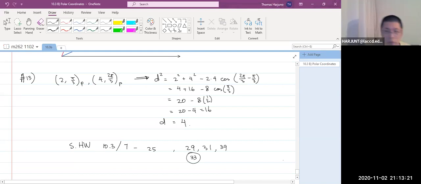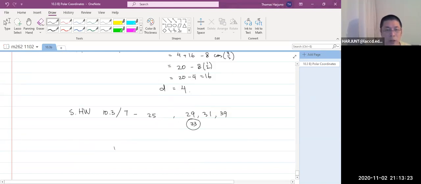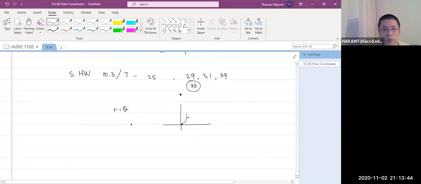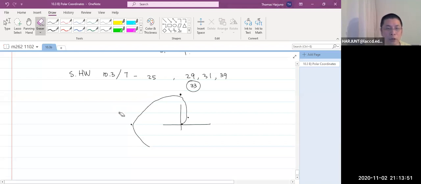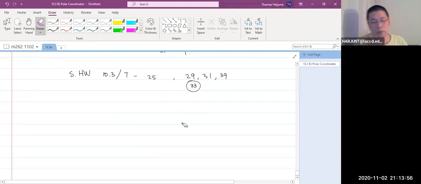For number 33, you will see that's actually a spiral. r equals theta. Now notice that this theta is in radian. So when theta equals 0, it's here. 45 degree, pi over 4, is here. And then later on pi over 2, and then pi. So eventually you will see it becomes a spiral. I believe I already uploaded my new card on the file folder, so you can use that to graph.